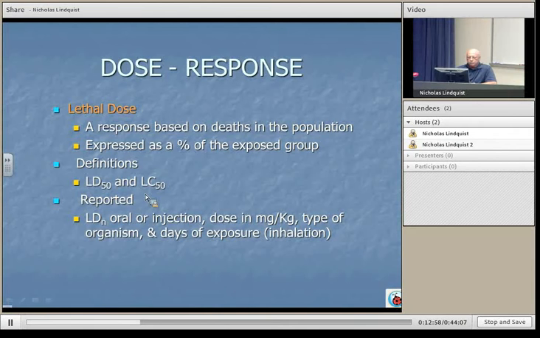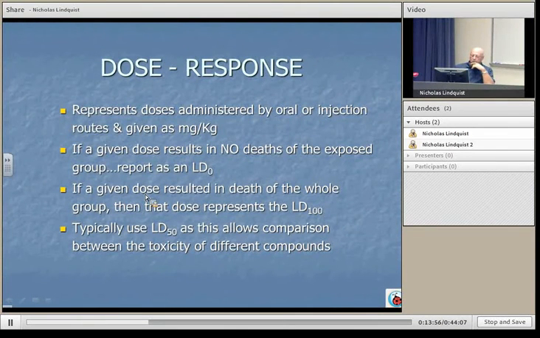The lethal concentration, LC50, is that concentration which can be inhaled by the test population, and by inhaling it, it will kill 50% of those test organisms. You may encounter a term called LDN, and that can be recorded either orally or through injection. It's a dosage in milligrams per kilogram on a certain type of organism, and during a time of exposure. So what we're referring to here is that if you want to record the lethal dose of 10%, you could substitute 10 for that N and go about doing the study to determine that.